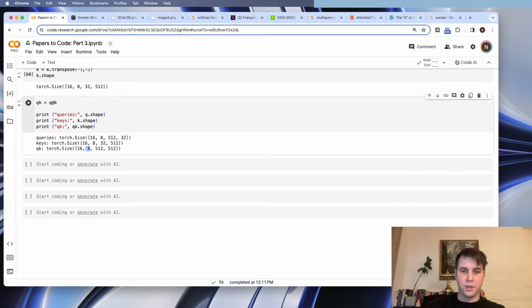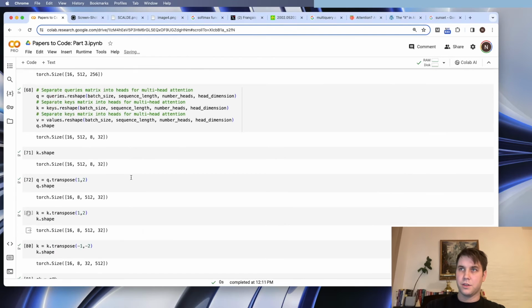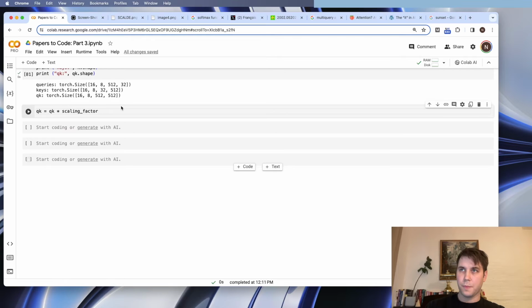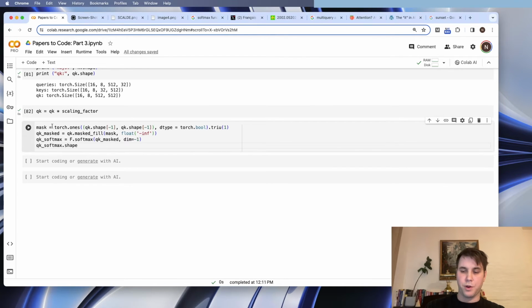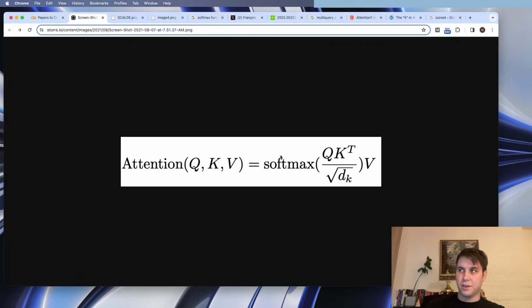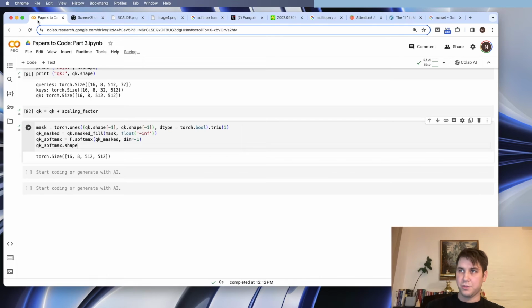Now, once again, we apply the scaling factor, and instead of writing it out, I've put it up here: head dimension to the power of -0.5, which is the same as 1 over the square root. So multiplied by the scaling factor. And once again, there's nothing different from what we did before. We're applying the mask and we're applying softmax. So we've now completed everything here in our equation except for multiplying by the values.